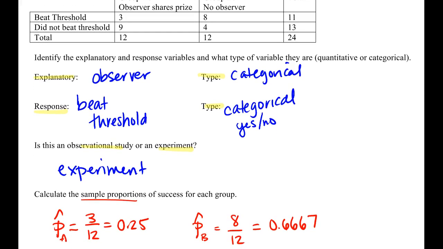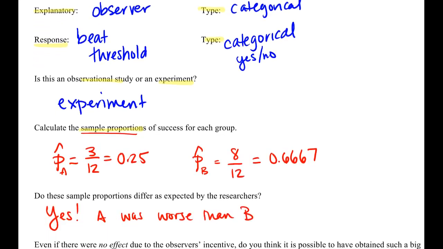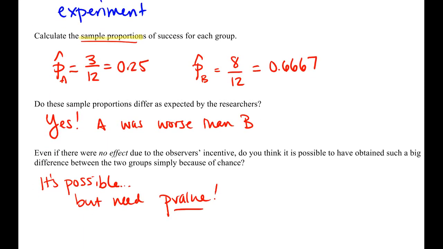And then they have us calculate the sample proportion of success from each group. And this is a part 6 idea, right? We're just doing it twice, once for each group, for the people in group A and the people in group B. This could also easily be written as a sort of probability question. What is the probability somebody from group A beats the threshold? What is the probability somebody from group B beats the threshold? It will be the same question. And then we got into this idea of, well, these two values are different.